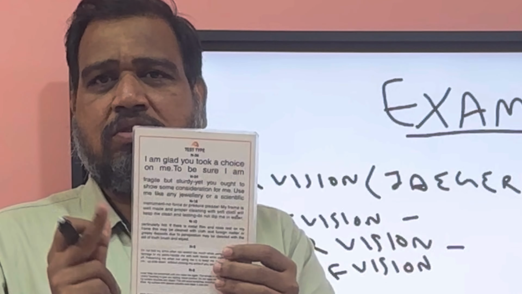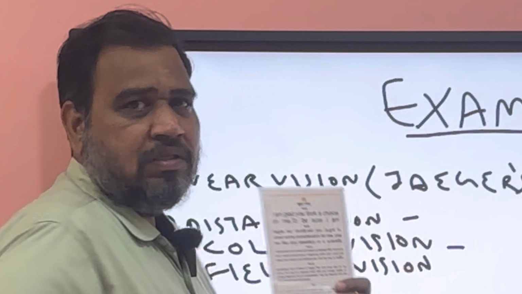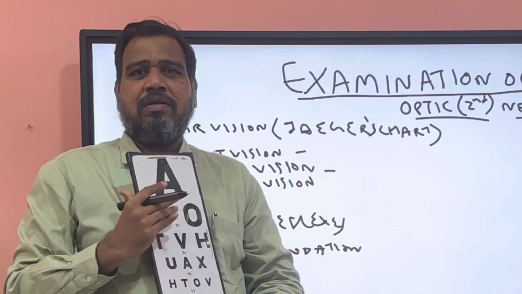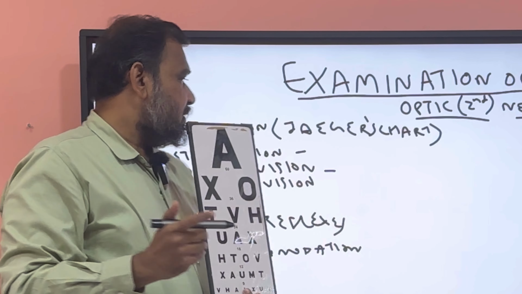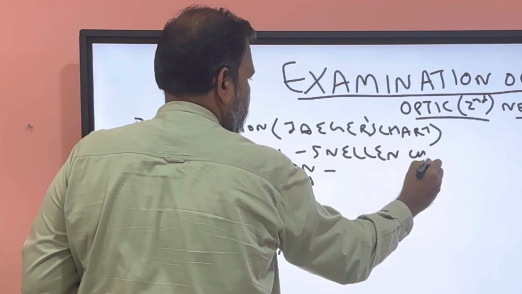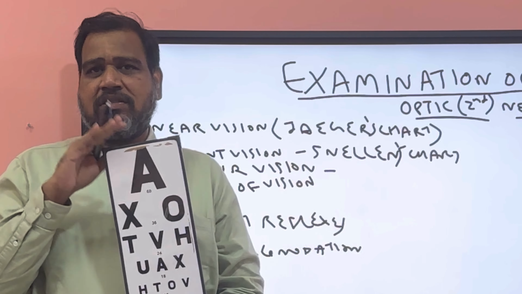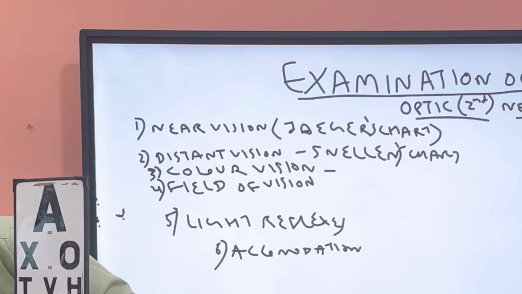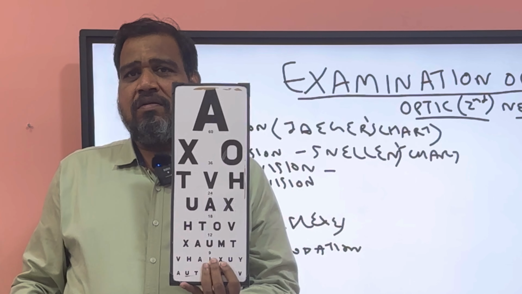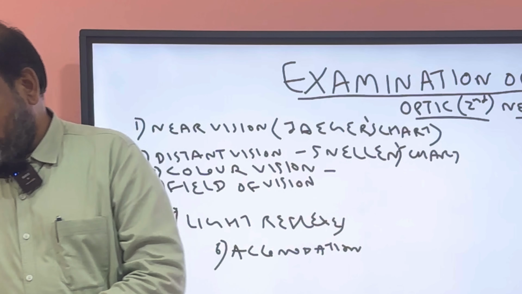This is the chart which is used for near vision. Jaeger's chart is used for testing the near vision, which I am going to do. This most of you might have seen. This is Snellen's chart, which is used for checking distant vision. So this is Jaeger's chart for near vision and this is Snellen's chart for testing the distant or far vision, which I will be demonstrating quickly.